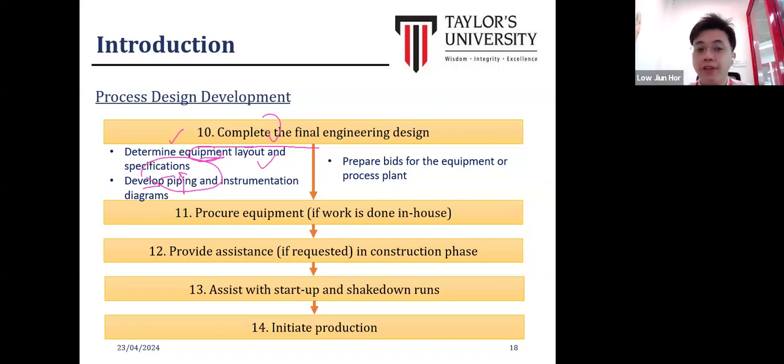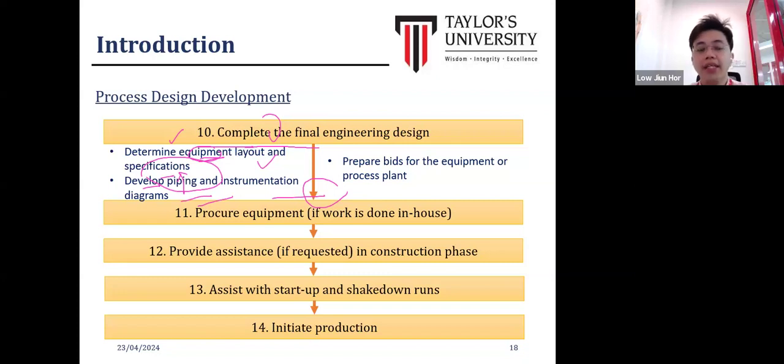But for some of the equipment or unit operations, let's say you are going to construct the unit operation by yourself in your own company. This is what we call work done in-house. So in this case, we need to procure, to buy the equipment and material required. Once we have the equipment and the material, only then can we proceed to construct the unit operation in-house.